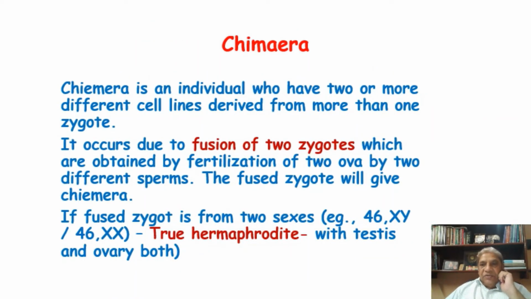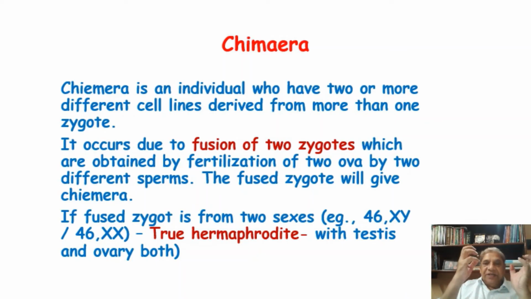Let us come now to the second condition where again two cell lines are present in an individual, and this phenomenon is called chimera. The person is called a chimera and the phenomenon is called chimerism. So who is a chimera? A chimera is an individual who has two or more different cell lines, just like the mosaic. Two different cell lines derived from more than one zygote. That is the difference. They have come from two different zygotes.